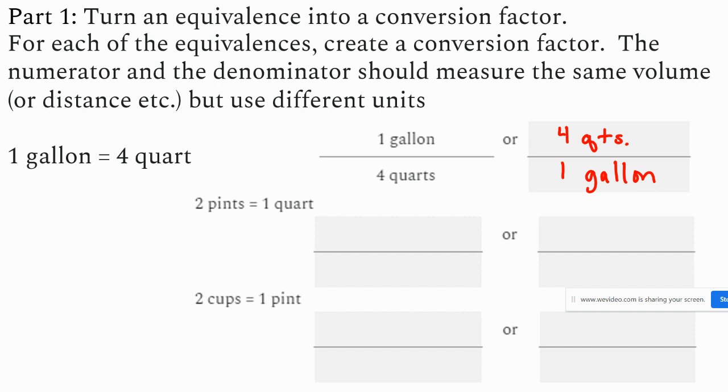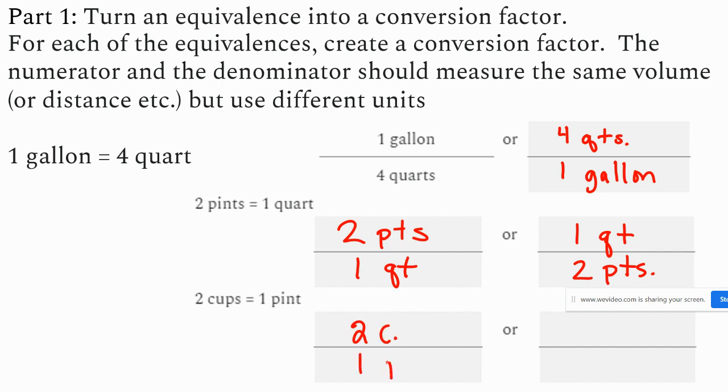All right. So hopefully you have those done. We got 2 pints and 1 quart. So you should have 2 pints and 1 quart, or 1 quart and 2 pints. Make sense? Or you could have written, these two could be flip-flopped, 2 cups and 1 pint, or 1 pint and 2 cups. Good enough for the conversion factors? Making sense? Easy to follow?